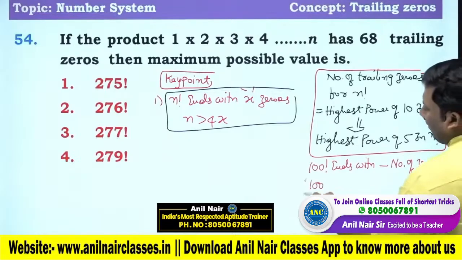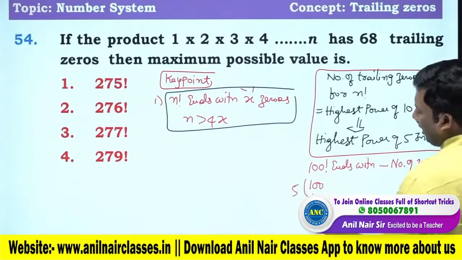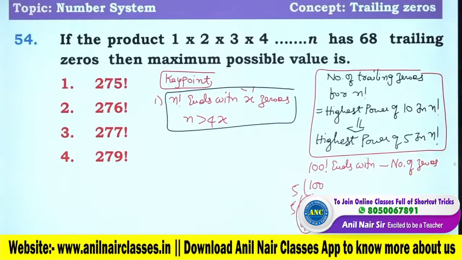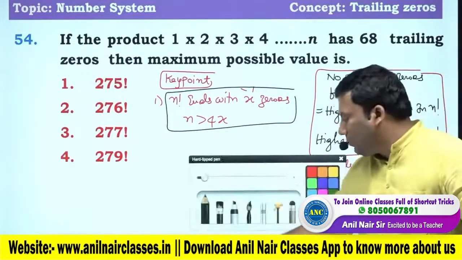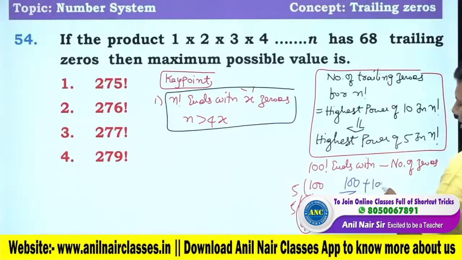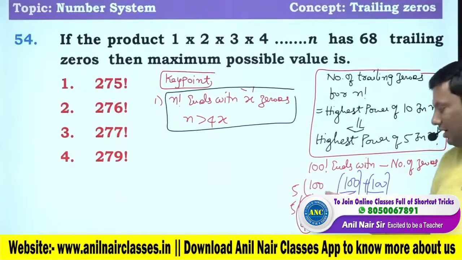100, first I divided by 5. 5 20s are 100, 5 4s are 20. 20 plus 4 is 24. Same is the case if I do it vertically. First I divided 100 by 5, then I divided 100 by 25. Whatever I got, that itself is the answer. 100 by 5 is 20, 100 by 25 is 4.